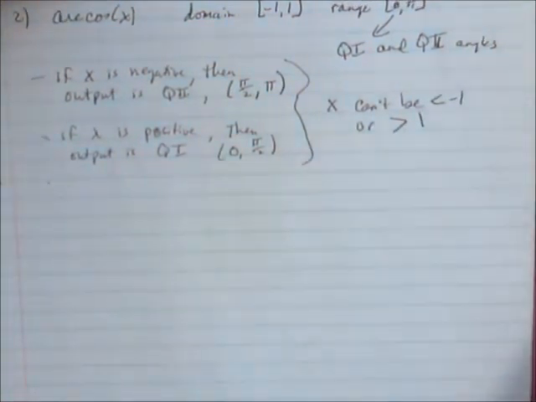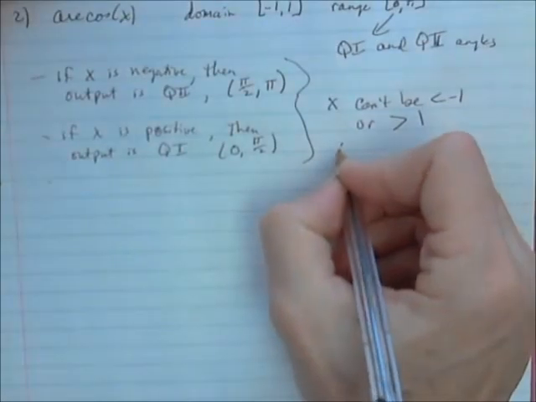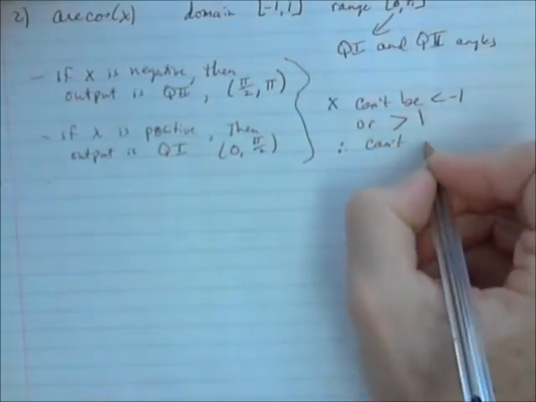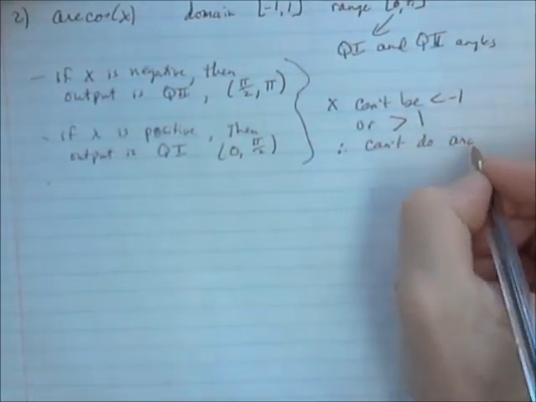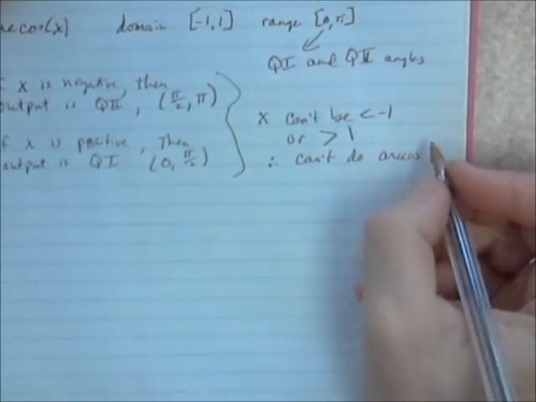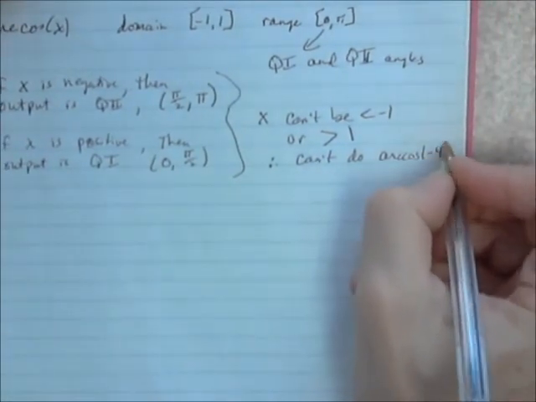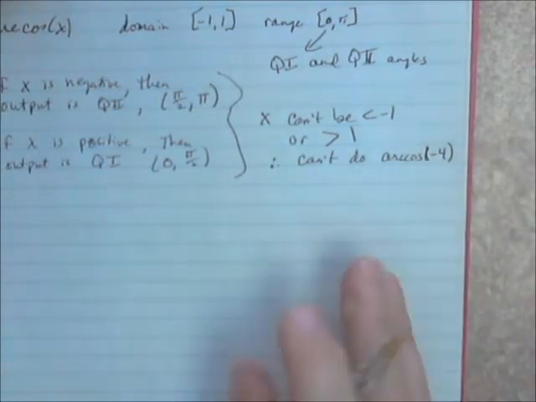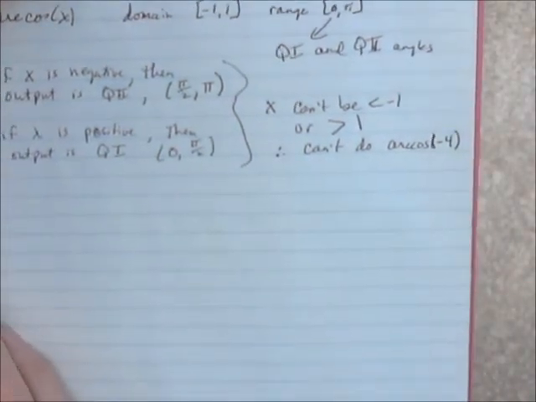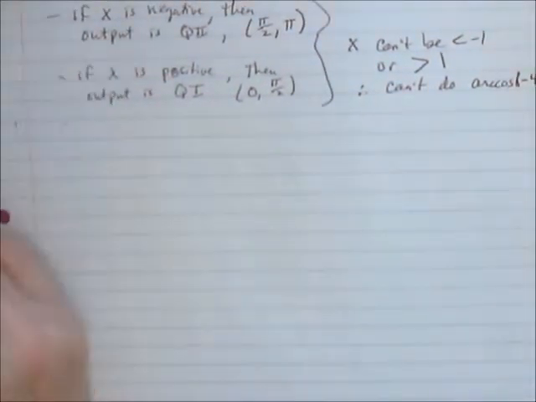Right, that's outside the domain. So you therefore can't do an arc cosine, say, of negative 4. That does not exist. There's no such thing. Okay, let's talk about the composition.